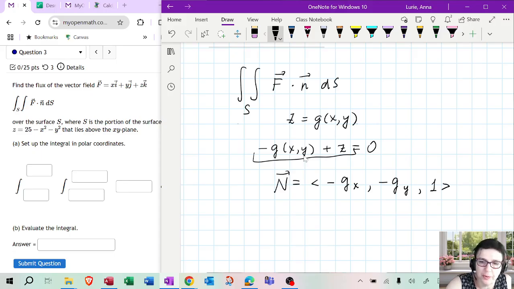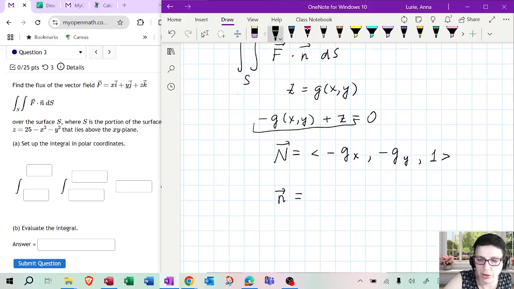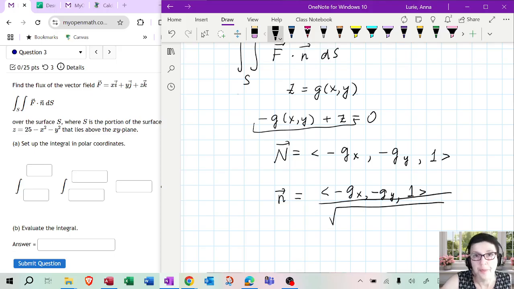But in the formula, you actually have this unit normal. What does that mean? It means the vector that has the same direction as this capital N, but it has unit length. So you have to divide it by the magnitude of this gradient. What is the magnitude of the gradient? We take this vector and normalize it by dividing by its length, so you make it a unit vector, length 1. Well, negative g x squared is just g x squared, because the negative goes away. Then this is going to be g y squared, and then this is going to be 1. So that's your normal vector.